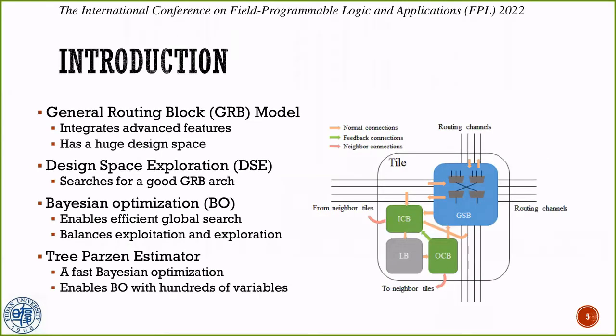So we need an interconnect model that supports advanced features and provides a huge design space. We choose the general routing block model, which can support the features mentioned above and has a huge design space. And in this work, we use Bayesian optimization to explore the design space of GRB.